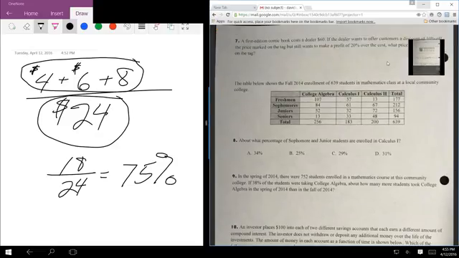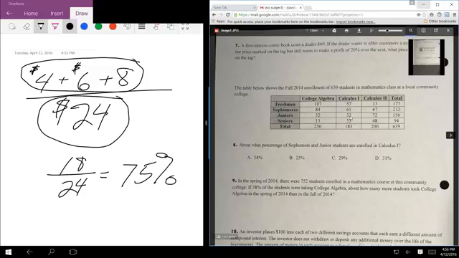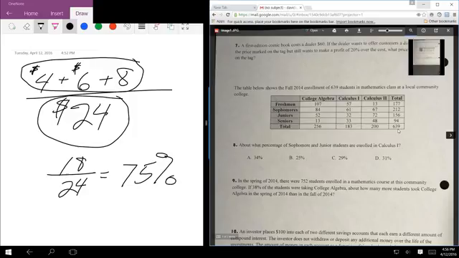Okay, so for questions 7 and 8, we have to use this table. First of all, when you read these tables, notice the right-hand column is always totals, and the bottom row is always totals. They're giving you each category: how many freshmen are taking college algebra, how many are taking Calc 1, how many are taking Calc 2, how many total freshmen there are. This total down here is how many people are taking college algebra. This total is how many people are taking Calc 1, and so forth. And there's 639 total students.